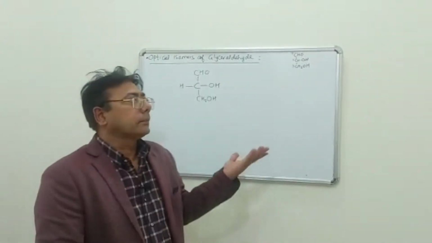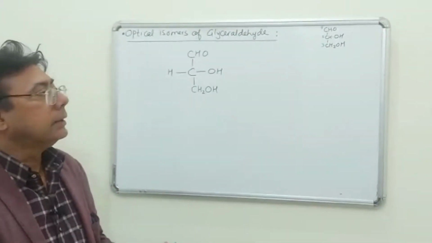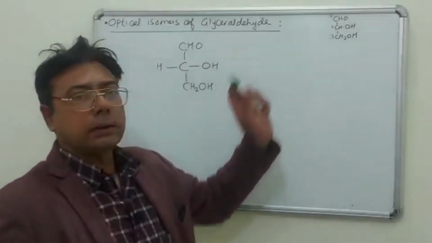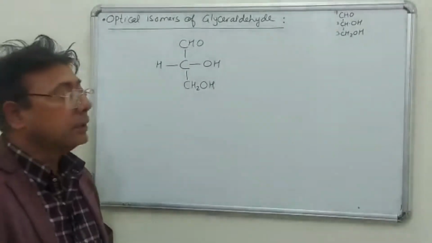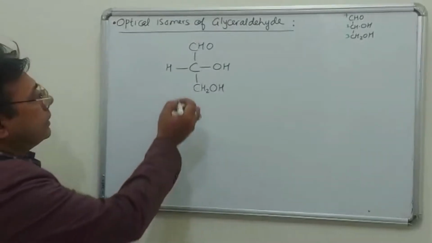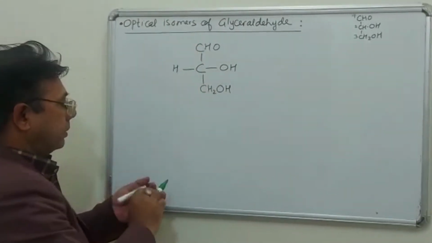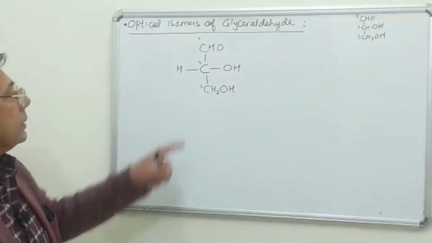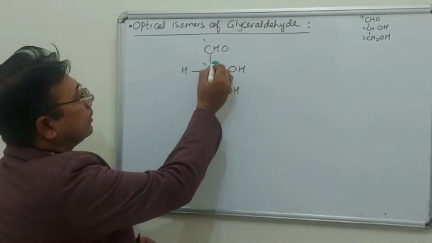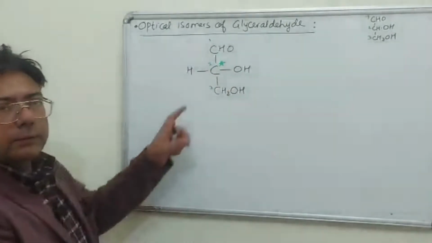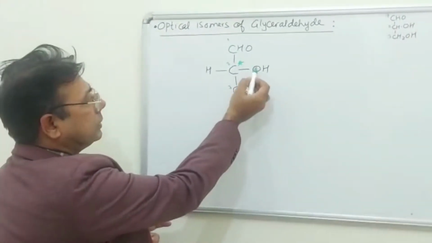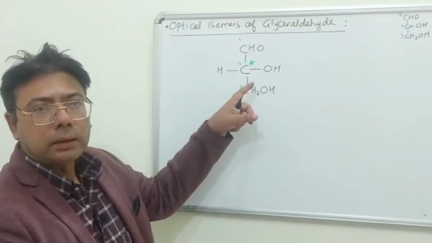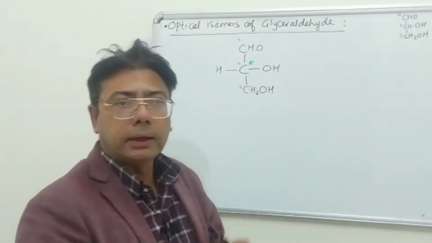So here we will see optical activity in glyceraldehyde. As you see, the formula of glyceraldehyde is CHO, CHOH, CH2OH. So this is a 3 carbon carbohydrate. This is triose. So in this, if you see, this is carbon 1, this carbon 2, and this is carbon 3. So if you see, this carbon 2 is chiral because it is having 4 different groups attached to it: H, OH, CHO and CH2OH. So because it is having an asymmetrical or chiral carbon, it conforms to our criteria of optical isomerism.